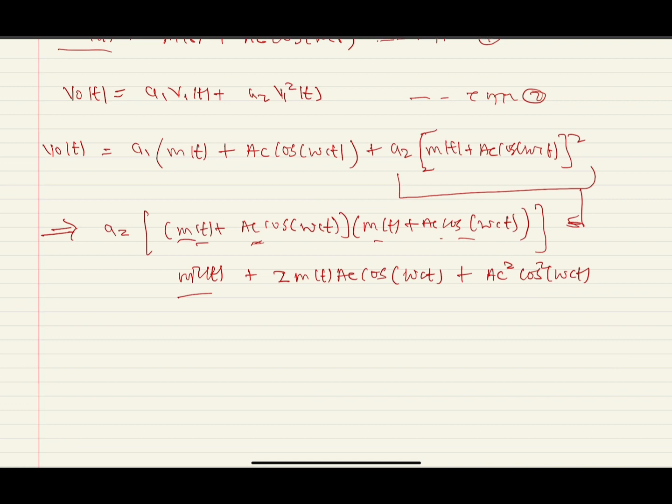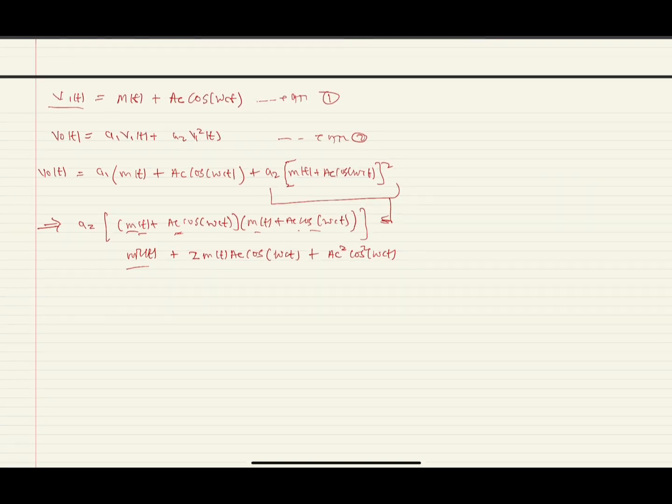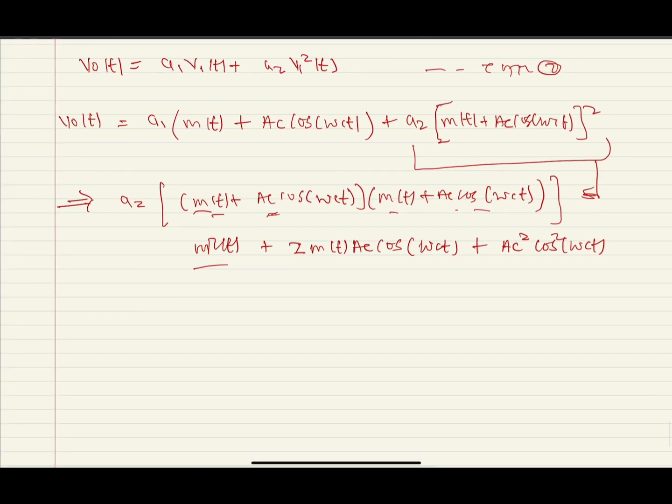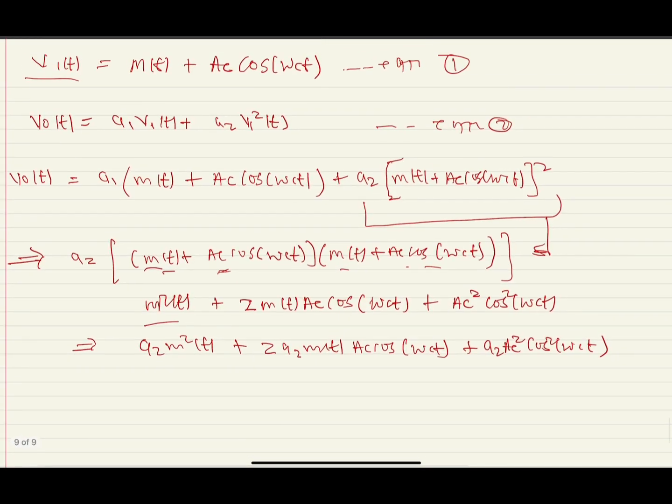So in that way, we can multiply through by the A2 and we are going to get another form of the equation, which is equal to A2 M squared of t plus 2 A2 M of t A_c cos omega_c t plus A2 A_c squared cos squared omega_c t. Now substitute the expansion into the main equation up there.